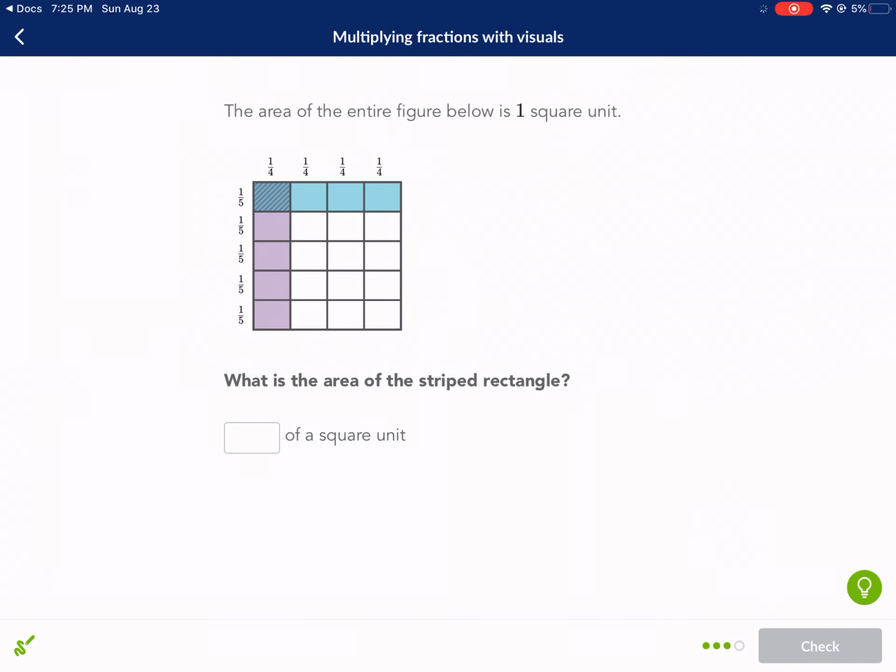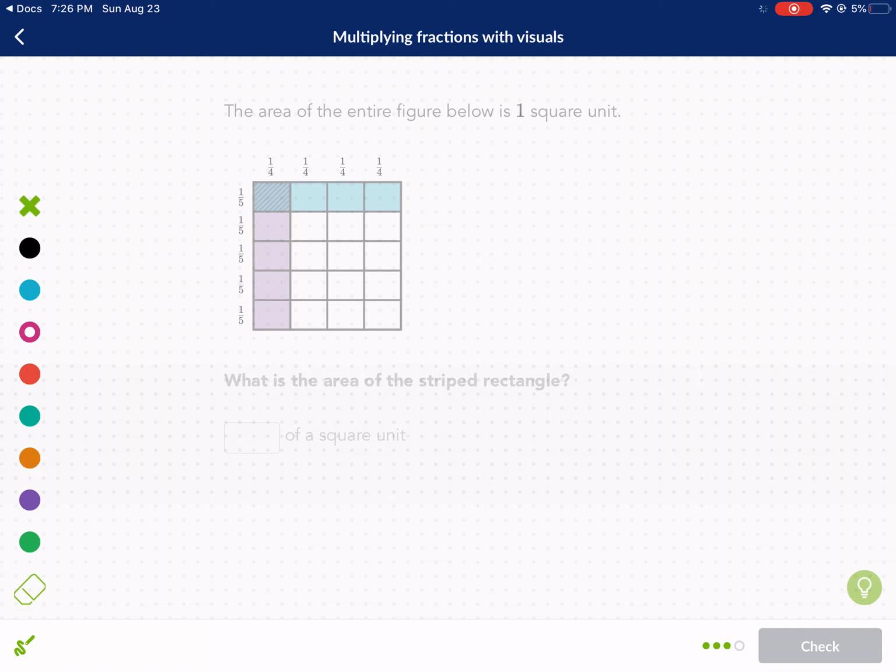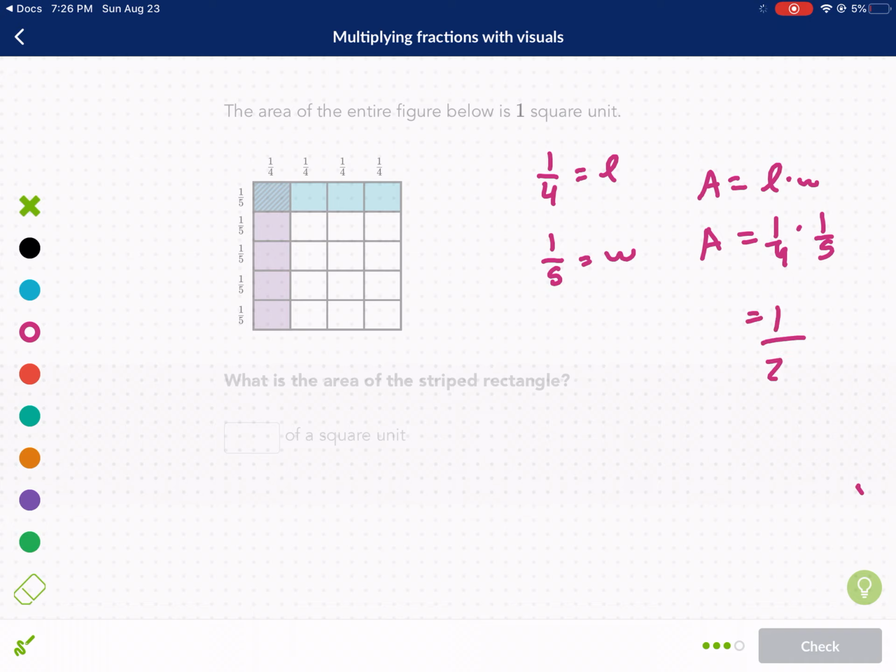Okay, the area of the entire figure below is 1 square unit. What is the area of the striped rectangle? This is the same one we had before. This time we have only 1/4 as the length, 1/5 as the width. And we want to figure out how much of the whole square there is. Well, area equals length times width. So we're going to do 1/4 times 1/5. Now, how do we visualize that? Well, we're going to do top times top, 1, bottom times bottom, 20. So the area equals 1/20.